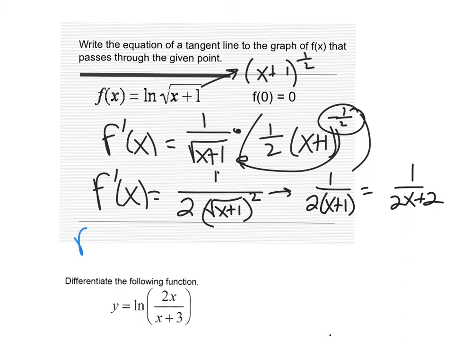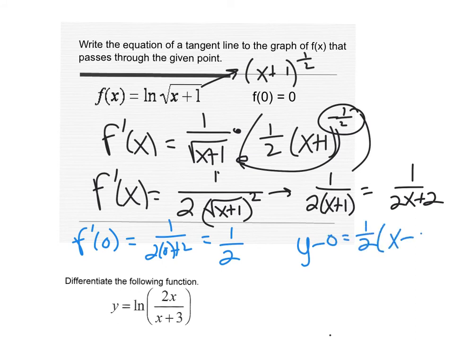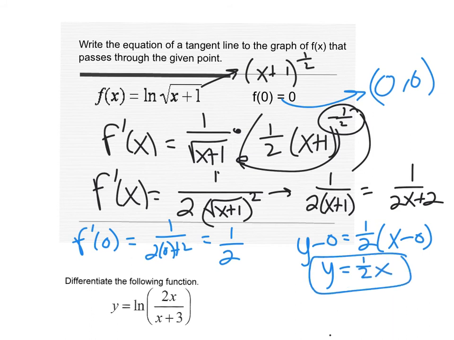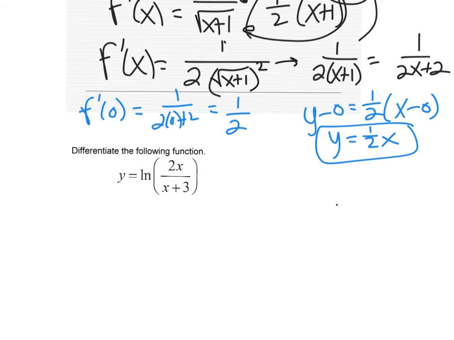So if I do f prime of 0, 1 over 2 times 0 plus 2, my slope ends up being 1/2. And then feel free to write it in slope-intercept form, or I like point-slope form better because you could just do y minus 0 equals 1/2 times x minus 0. Because remember, this point means 0, 0 is a coordinate, which simplifies, if you want to simplify that, to 1/2 x.